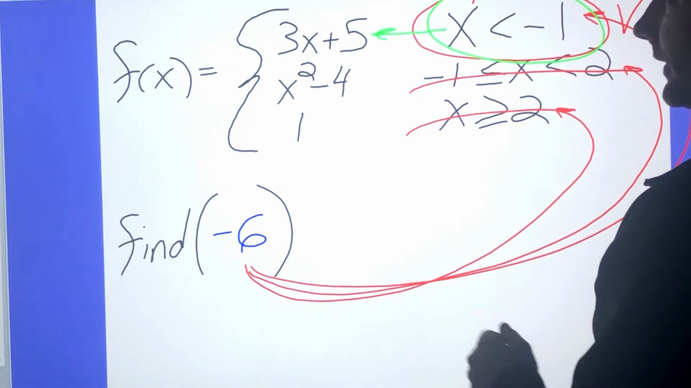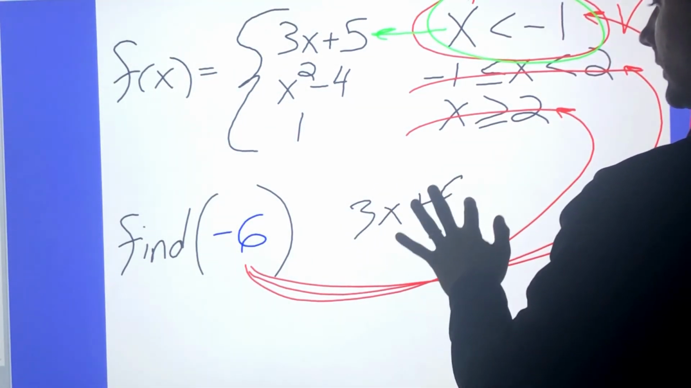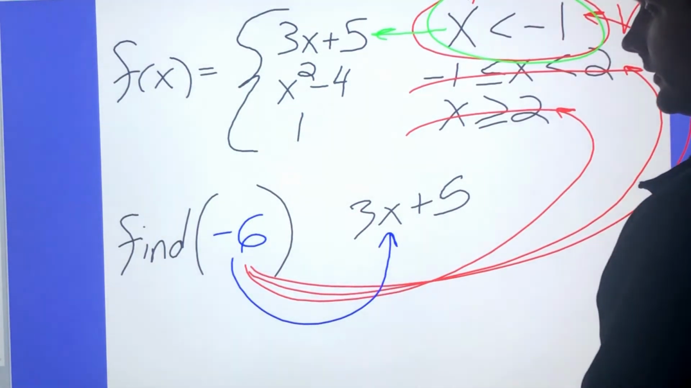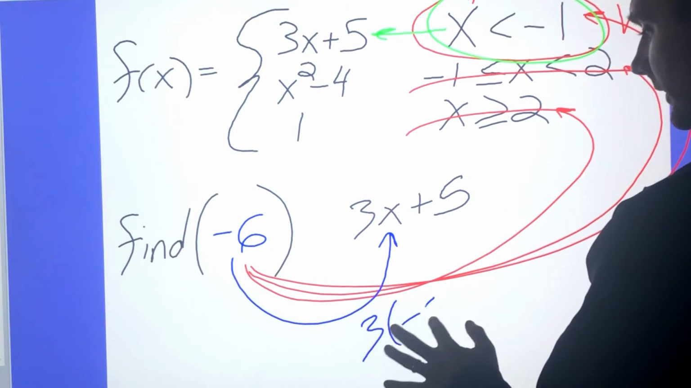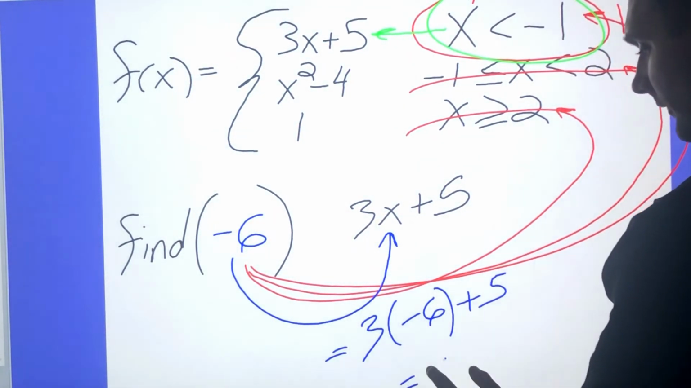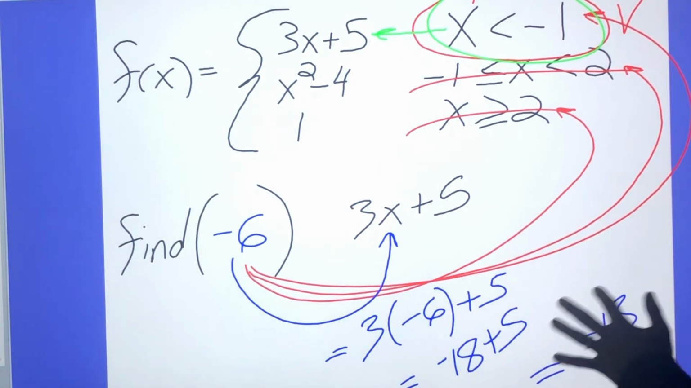And I have 3x plus 5. So let me grab 3x plus 5. And now I have to plug in my value, -6 for x. That's going to give me 3 times -6 plus 5, which equals -18 plus 5, which equals -13.